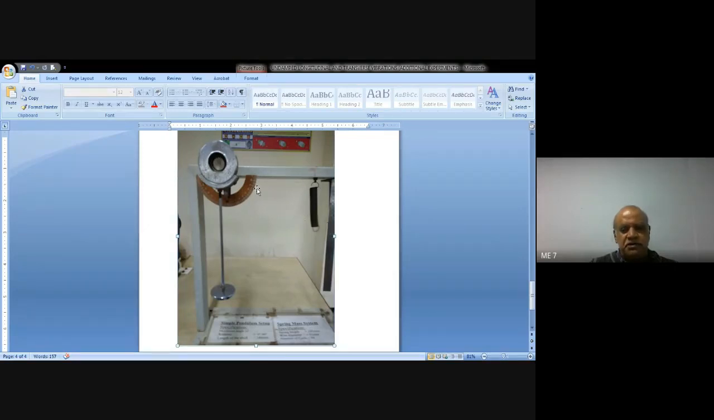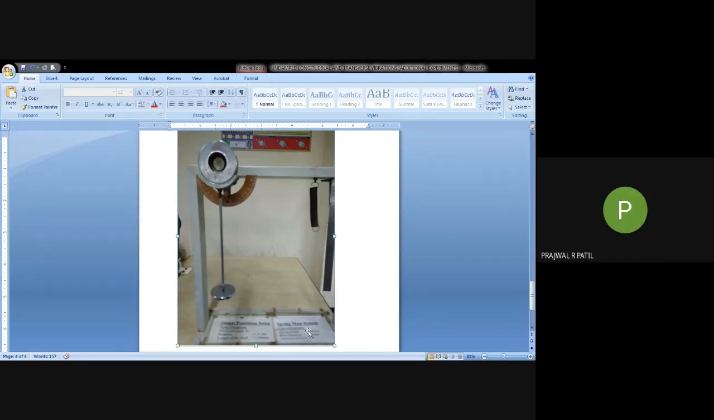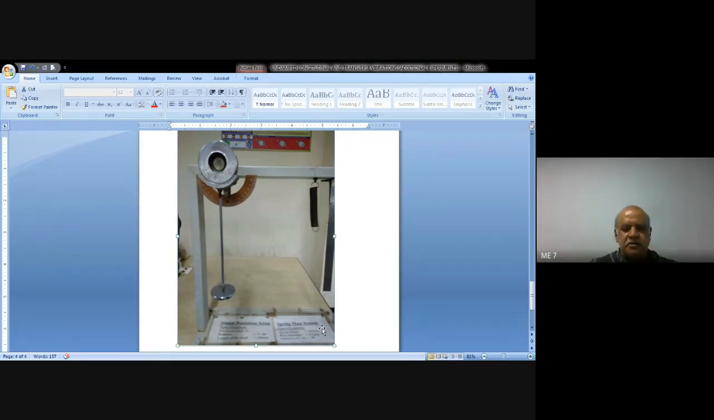There are two experiments in the same setup. Can you see what is written at the bottom there? It is spring mass system and this is simple pendulum setup. Okay, so this is the simple pendulum setup, and this is the spring, the undamped longitudinal vibration of a spring mass system. This simple pendulum setup is to find out the damped vibrations under transverse vibration conditions.